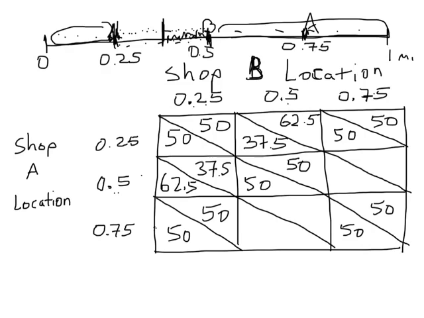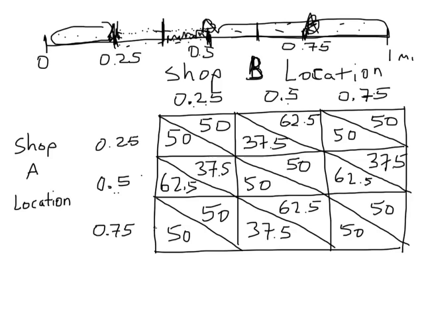And then that leaves us the case where shop A is at 0.75 and shop B is at 0.5 miles. That would be another case where A gets this smaller market, B gets this larger market. So B would get 62.5 and A would just get 37.5. And it's a symmetric game, so if B were the one over here and A were the one here, sorry to scribble this up, we would see A with the big market share, 62.5, and B with a smaller share, 37.5.